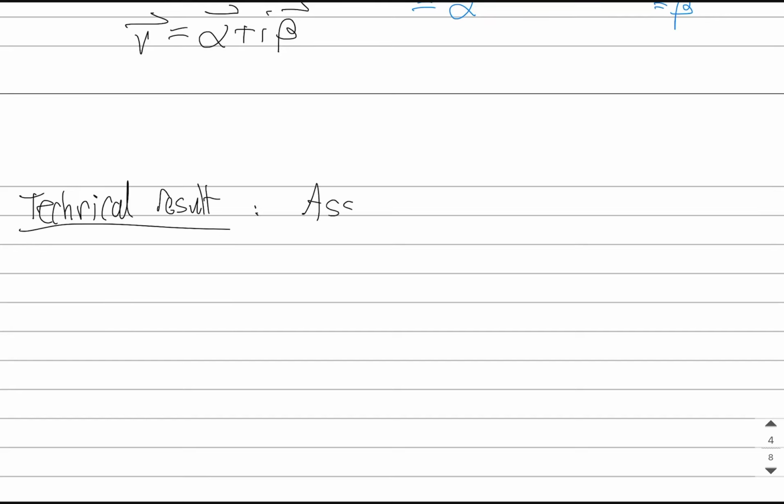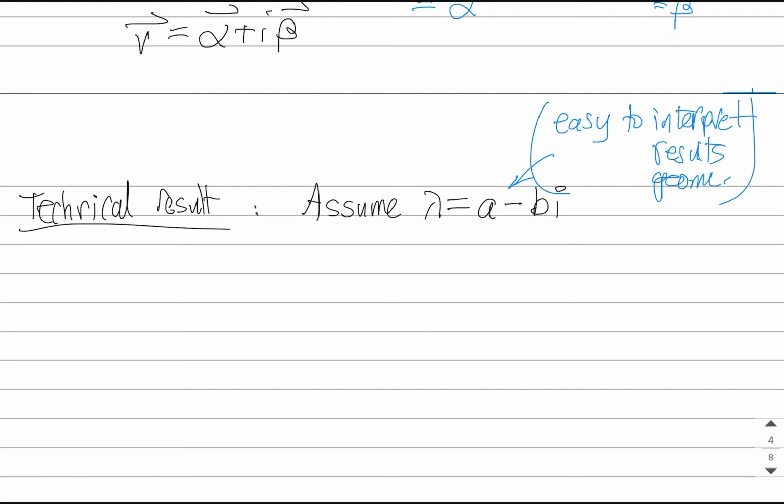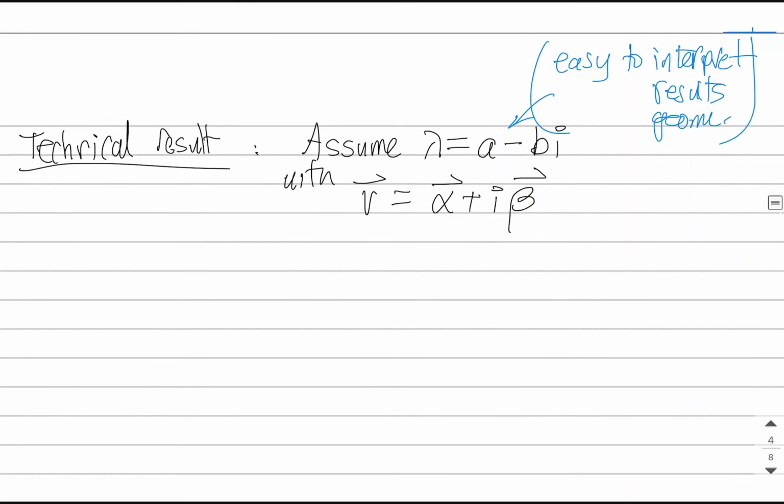So here's the technical result that we need. We are going to assume that our lambda has the form a minus bi. Now, why did I pick the minus here? Because it's going to make it easy to interpret my results geometrically. Our eigenvalue is in the form a minus bi, and it has an eigenvector with alpha the real part and beta the imaginary part. And that's another advantage of using this notation.